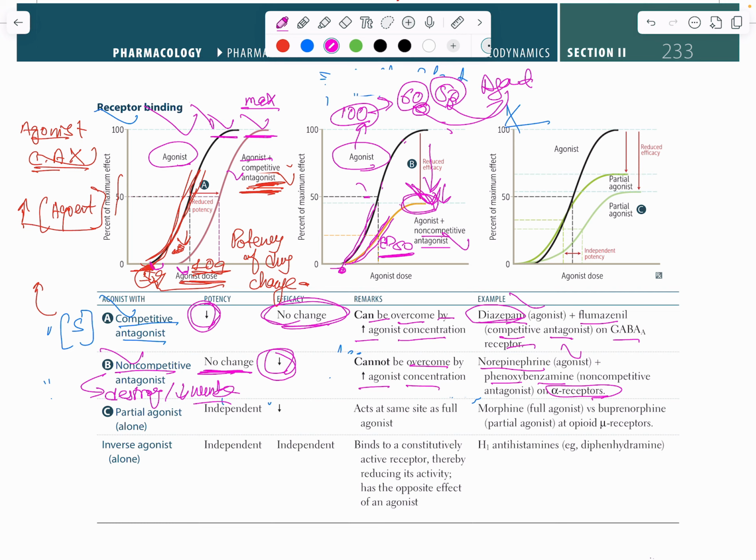Fine. And third, we have the example of a partial agonist. What is a partial agonist? A partial agonist means it will not act properly like an agonist, but it will give 50% of the effect of an agonist.